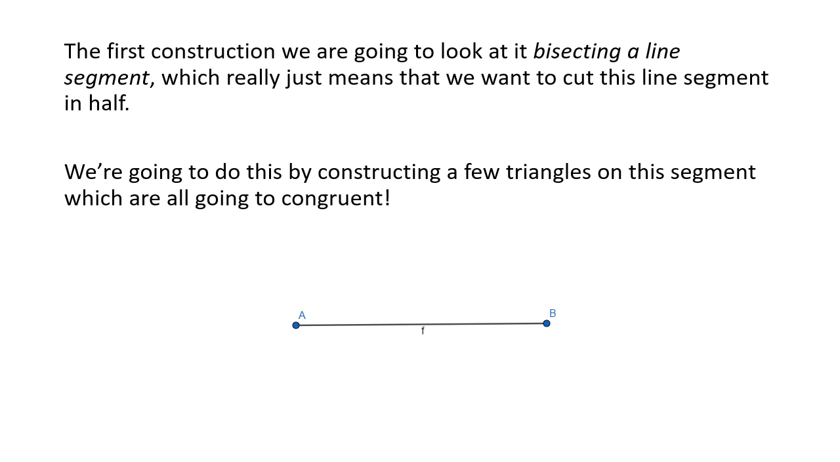All right. So we're given a line segment here, this line segment AB. It has a little label here, F, so we could talk about it as segment F, but I'm just going to call it by its endpoints, AB. And what I would like to do is bisect this line. So we're going to be bisecting a line segment. And what that means is I want to cut it in half. I want to find the midpoint of this line segment. So there's going to be some point, probably pretty close to this F, that cuts it exactly in half.